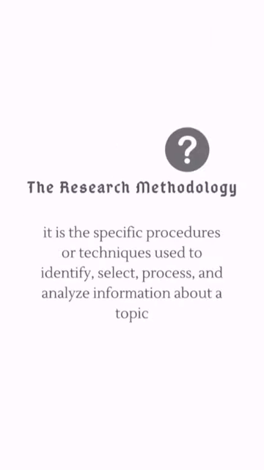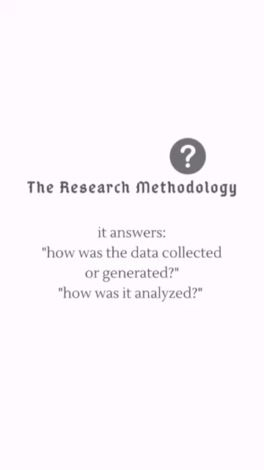So the research methodology is the specific procedures or techniques that you're going to use to identify, select, process, and analyze information about a topic. So basically, in a research paper, the methodology section allows the reader to critically evaluate a study's overall validity. And then it's also testing out if it's reliable.